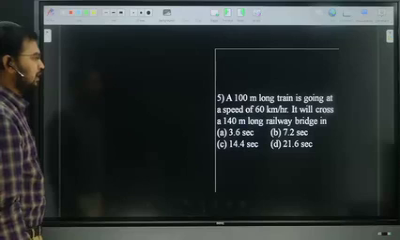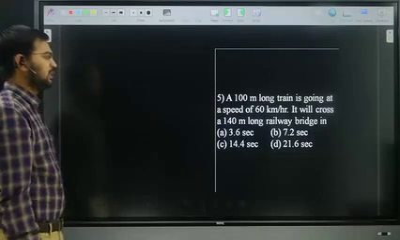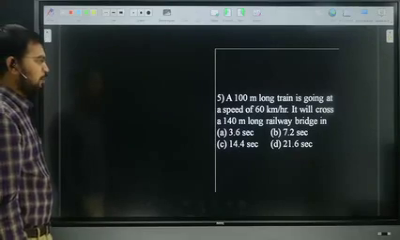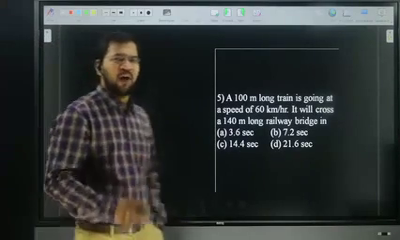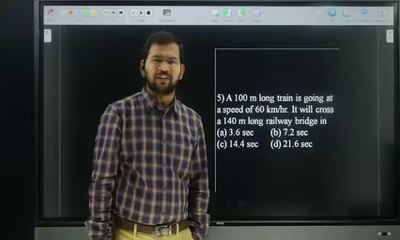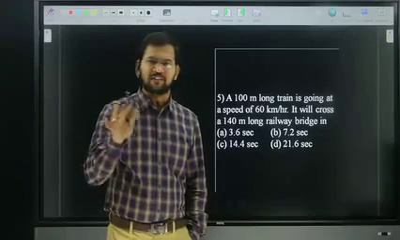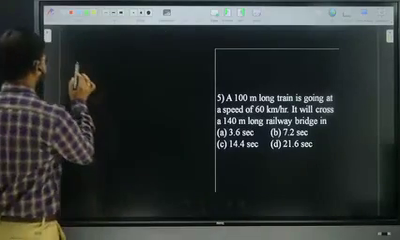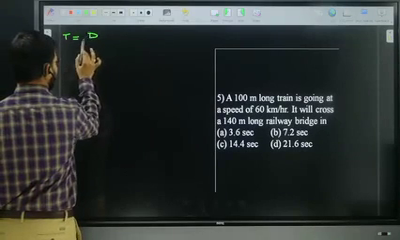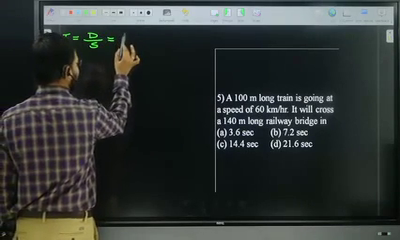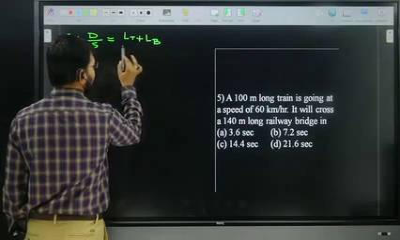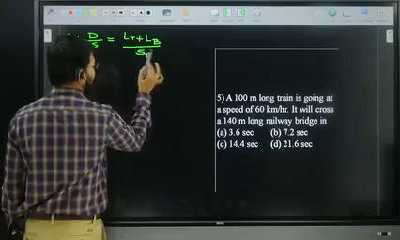A 100 meters long train is going at a speed of 60 km per hour. So it will cross a 140 meters long railway bridge in how many seconds? This is the second point I told. Whenever a train is crossing a railway bridge, in place of distance we take length of the train plus length of the bridge as the distance. Time is distance by speed, so length of the train plus length of the bridge divided by speed of the train.